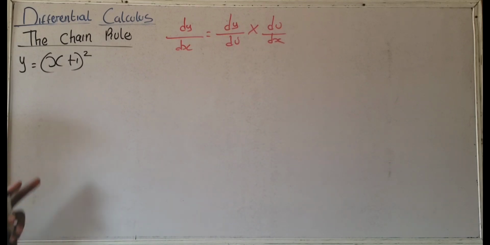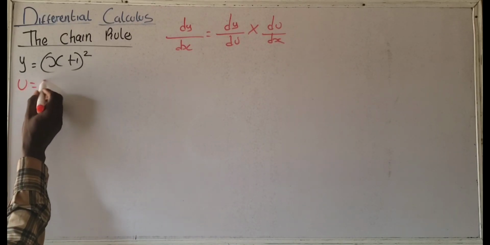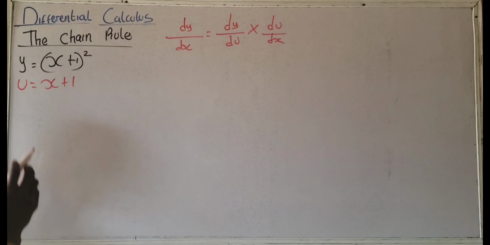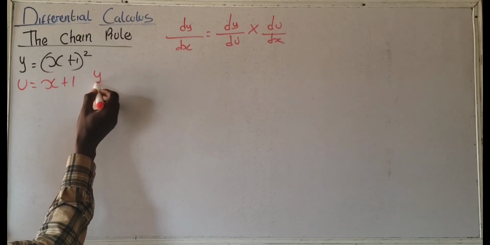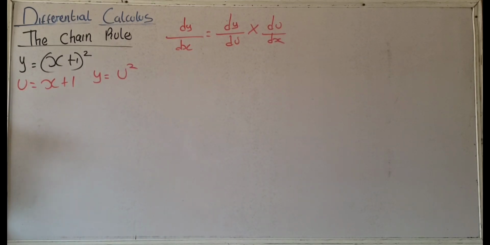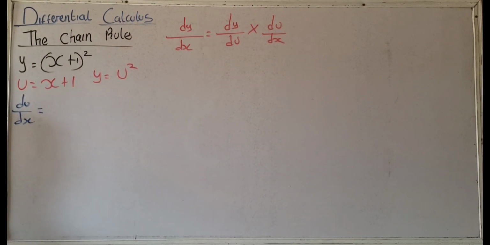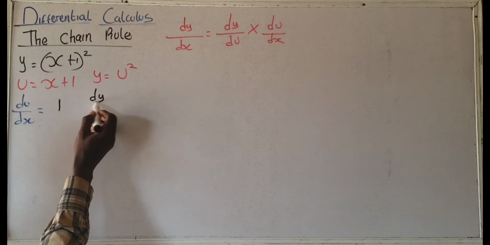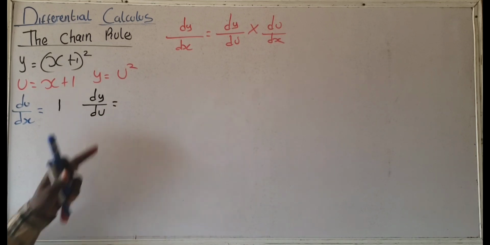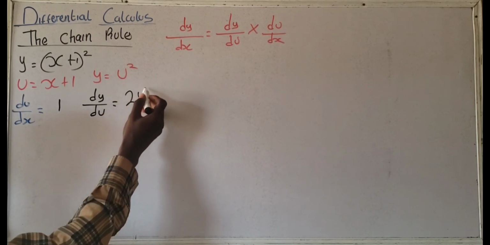Now, in this case, I'm going to set the inner function equal to a letter. The function inside the bracket is known as the inner function. So I'm going to set u equals x plus 1, which is the inner function. That means that if u equals x plus 1, then y will be equal to what? u raised to the power of 2, because I have already said let u equals x plus 1, okay? Now, the next step is that you have to take the derivative of both u and y. So, the derivative of u is what? du over dx. du over dx will give us 1. So, the derivative of u is 1. Now, we need the derivative of y with respect to u. dy over du will be 2u raised to the power of 2 minus 1, which is what?